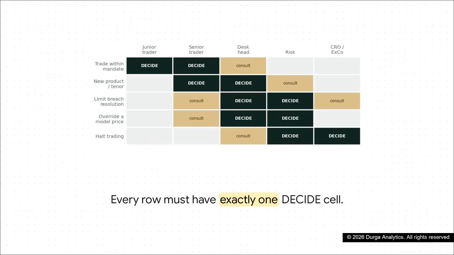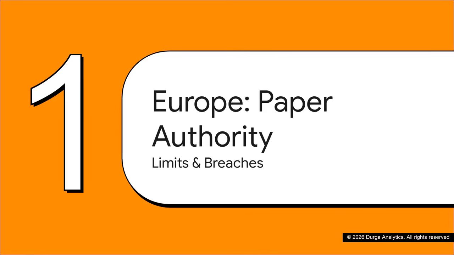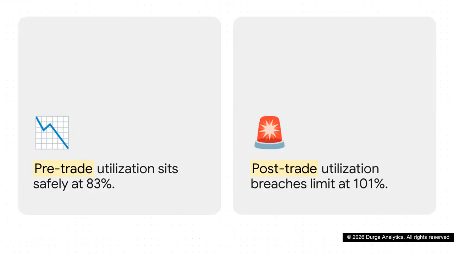No exceptions. All right, Section 3, Europe, Limits, and Paper Authority. Let's move over to our European worked examples so we can really understand how authority transfers under stress during a limit utilization decision. Imagine a European gas book with a €5 million value at risk limit. A trader wants to add a position that's going to consume another €900,000 of VAR. Pre-trade, they're sitting at 83% utilization. Post-trade, they will hit 101%.